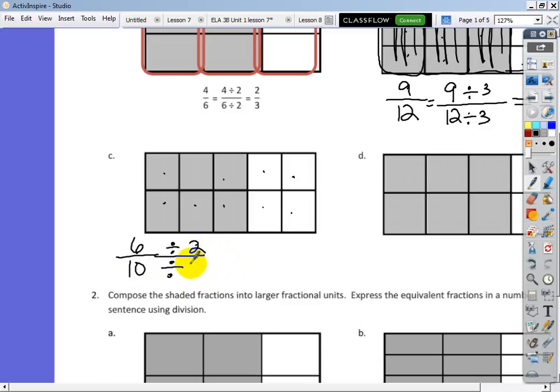So divide by 2 on the top, divide by 2 on the bottom. Our fraction will be 6 divided by 2. Well, what times 2 is 6? 3 times 2 is 6. And what times 2 is 10? 5. So the division is 3/5. 6 divided by 2 equals 3. 10 divided by 2 equals 5. And there you have it. 1, 2, 3 out of 5 big pieces. 3/5. Simple stuff.